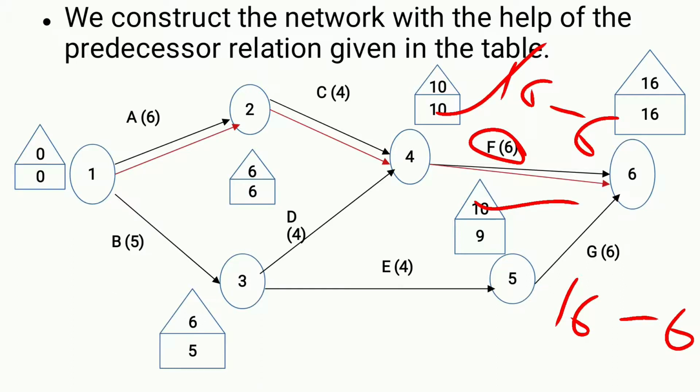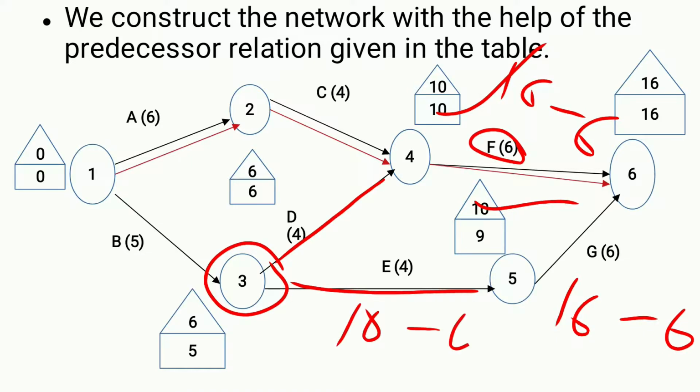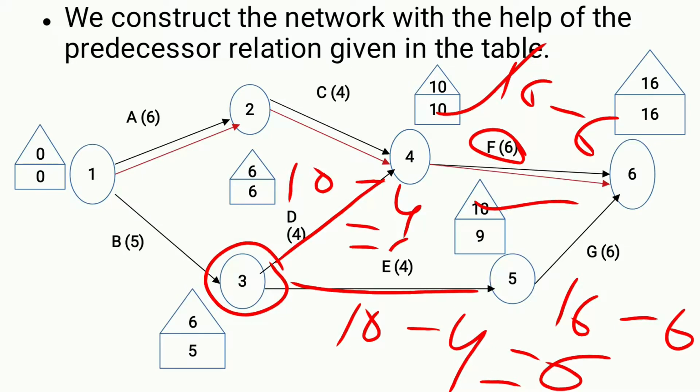In the same way 3 is coming from 4 and 5. We have to calculate from both the values. From 5, let's see, 10 minus 4, that is 6. From 4 means 10 minus 4. This is also 6. These both are equal. So we are taking here 6. In the same way 2 is coming from 4, which means here 10 minus 4, that is 6.